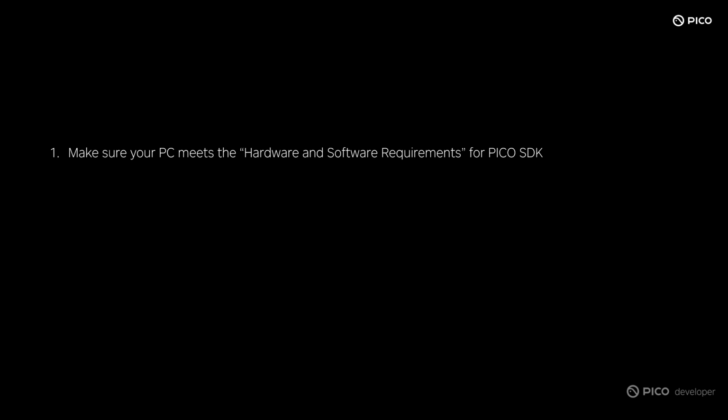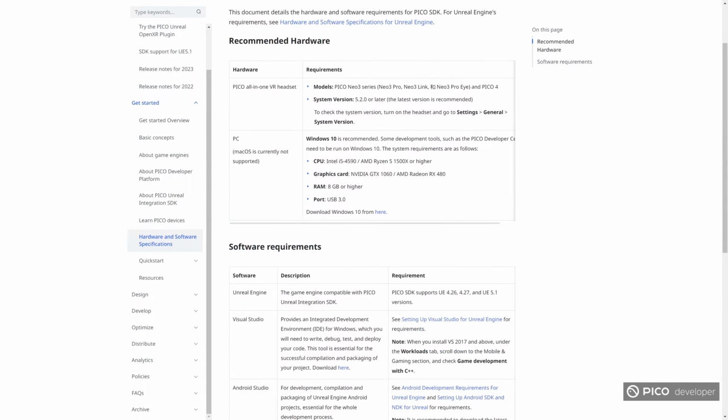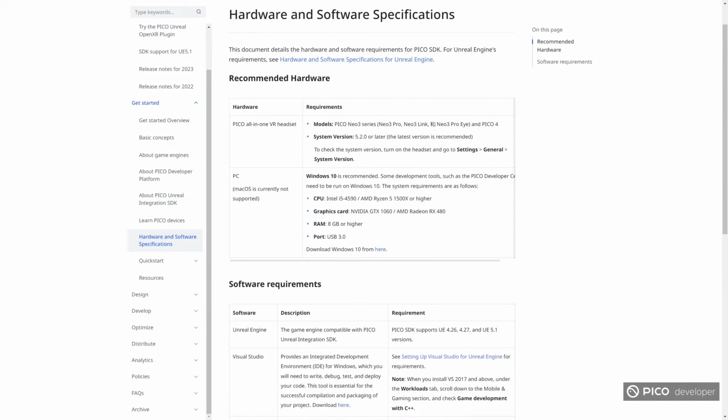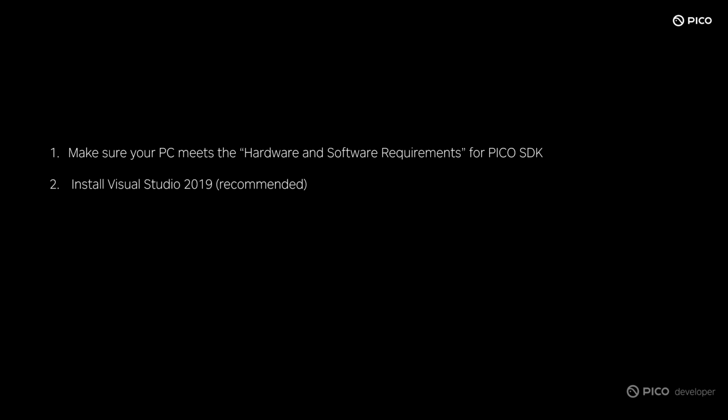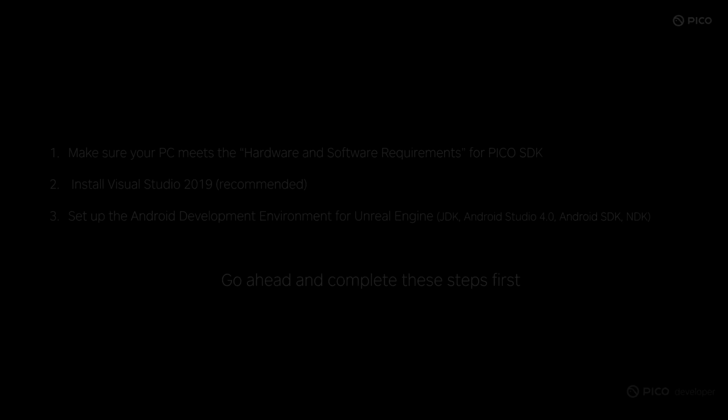Firstly, you need to make sure that your PC meets the required specifications. In the video description below, we are sharing a link with details about the hardware and software requirements for the PICO SDK. Check it out. Secondly, you should install Visual Studio 2019. The third step is to prepare the right tools and set up the Android development environment in your Unreal Engine editor. We have a link in the description with detailed information on how to do that. Go ahead and follow the guides for these 3 steps before continuing with this video.